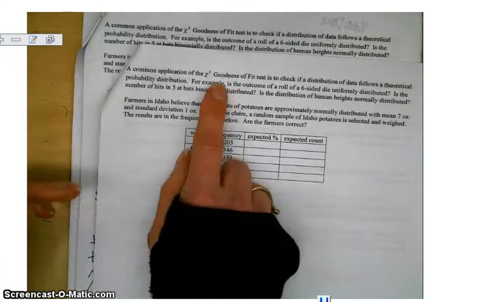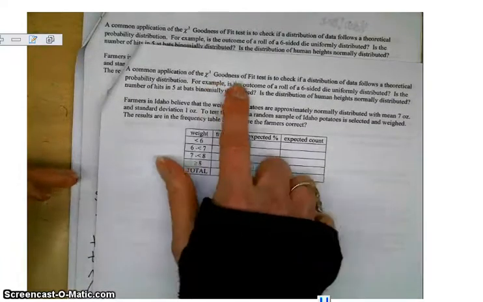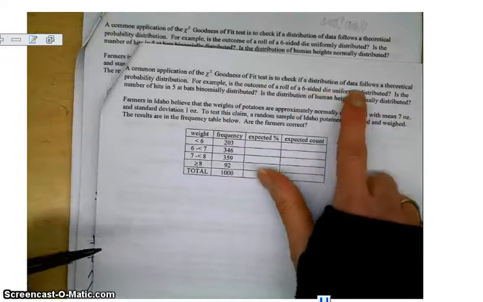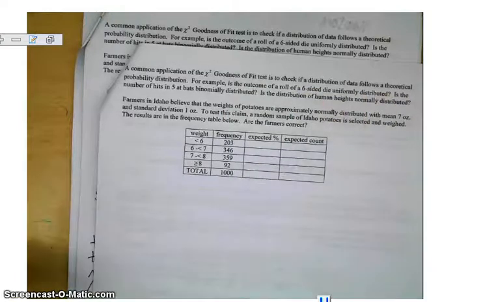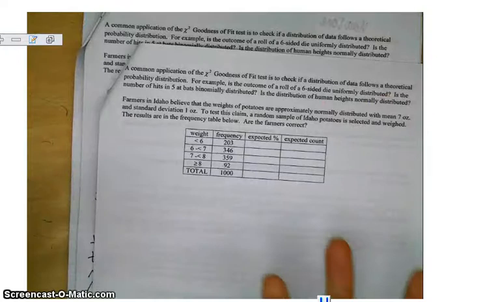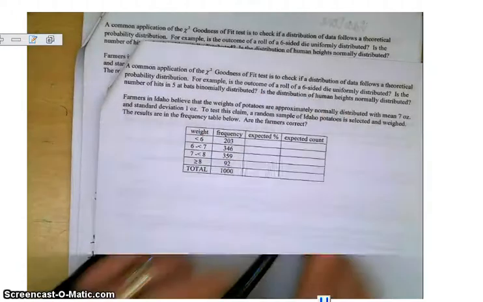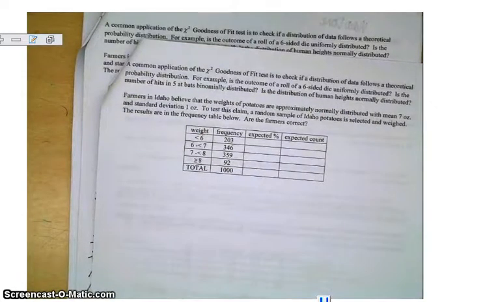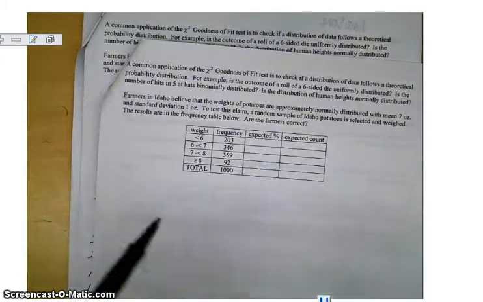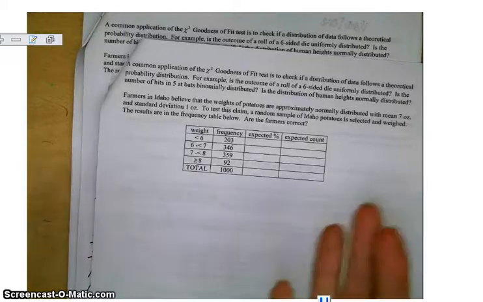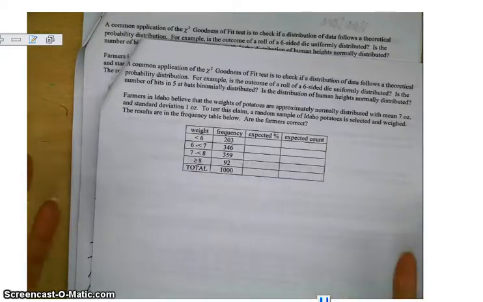But another common application of a chi-square goodness of fit test is to see if data follows a theoretical probability distribution. So, for example, is the outcome of a roll of a six-sided die uniformly distributed? In other words, if I roll a regular die with 1 through 6 1,000 times, I should get the same exact number of 1s, 2s, 3s, 4s, 5s, 6s, right? Because it's equally likely to end up with 1 through 6.